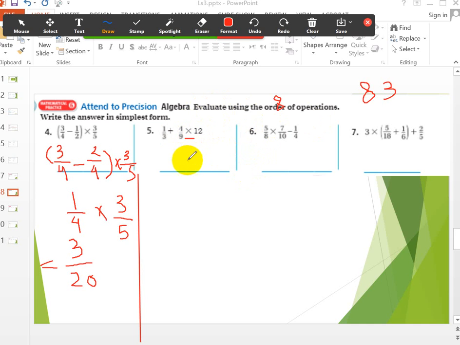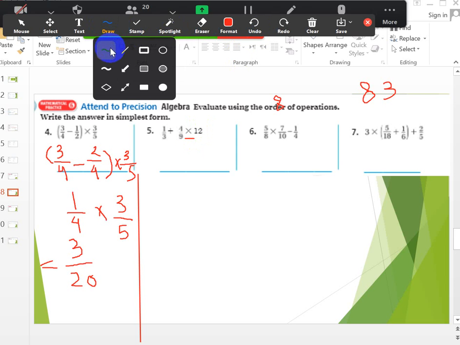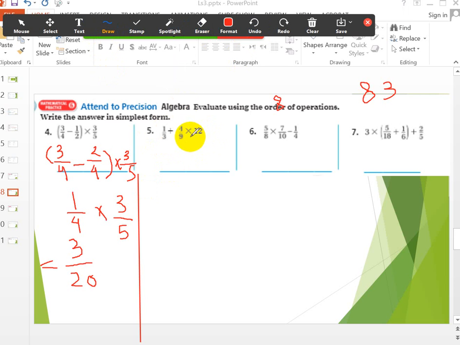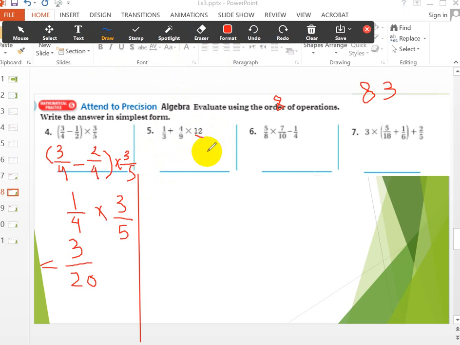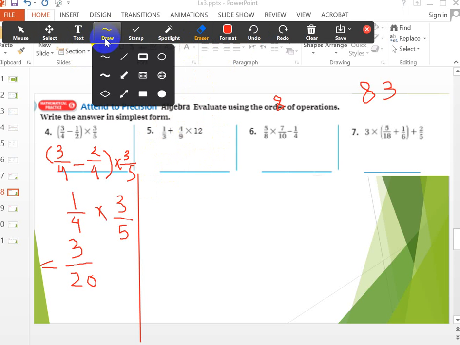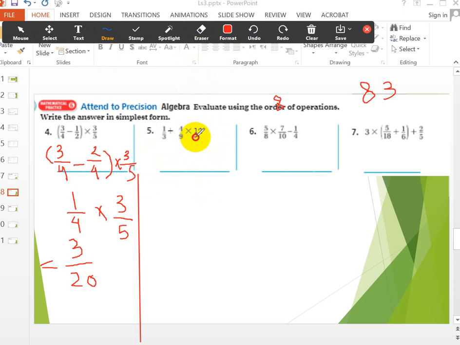That means I will multiply the fraction with the whole. So I will multiply 4 with 12. Because if I want to write this number as a fraction, it will be what? Let's write the number as a fraction. It will be 12 over 1. Why? Because the denominator for a whole number will be 1. I'll write it again for you. The denominator for 12 will be 1. So it will be 4 multiply 12 and 9 multiply 1.